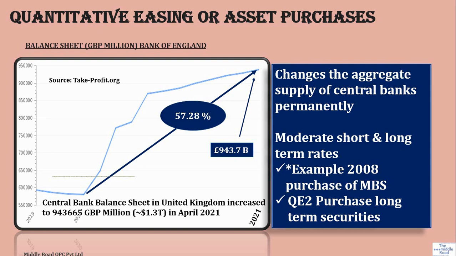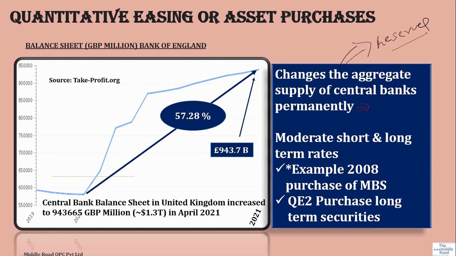This is just to give you an idea of how central banks increase their balance sheets during a pandemic or a real crisis. The whole idea is to increase the aggregate supply. I'm talking about the aggregate supply of central bank money permanently. I forgot to mention that it changes the aggregate supply of liquidity, reserves or money supply within the system.